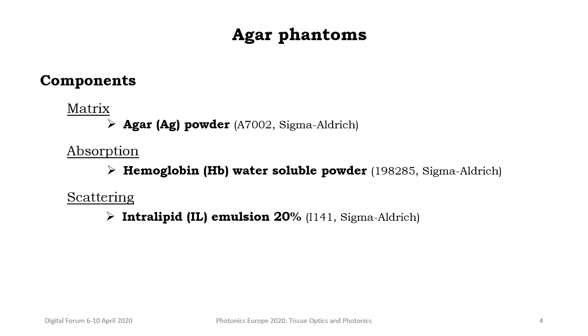We use the following main components to produce the phantoms. Matrix was made from agar powder that was diluted in water and heated. For absorption simulation, we use hemoglobin powder diluted in water. For scattering simulation, intralipid emulsion.